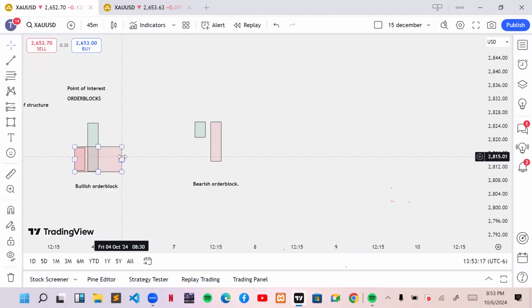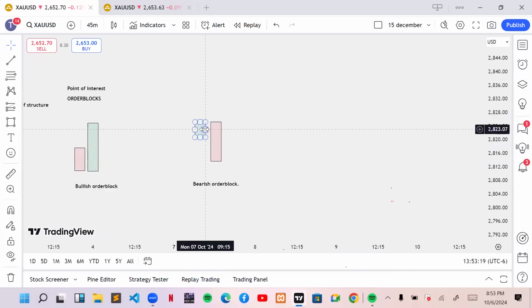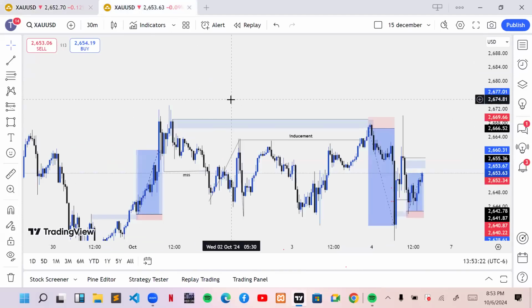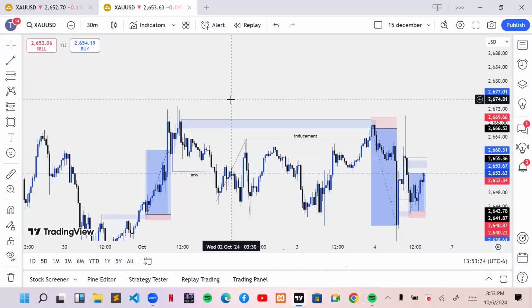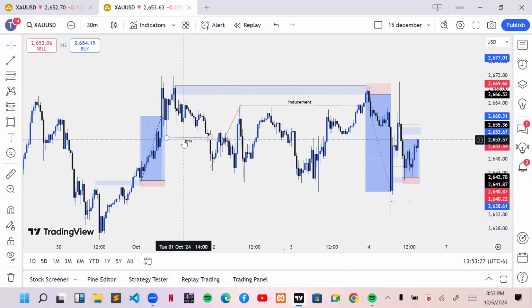So this is a bullish order block, and this is a bearish order block. For this scenario, we have gotten our market structure shift right here, and gotten our first valid pullback, which is the inducement right here. Now pay attention: I said my inducement is my liquidity. So I've gotten the market structure part of my strategy and the inducement part. It's time to look out for the order block part of the strategy.